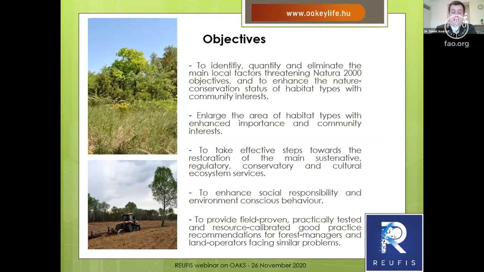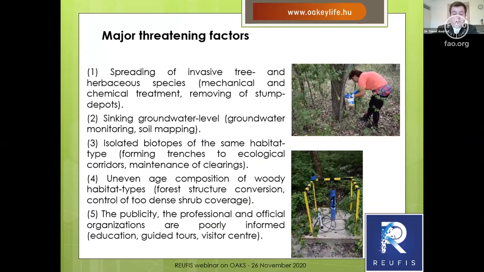The technical actions of the project aim at the survey or elimination of one individual threatening factor. The major threatening factors of the project are the invasive tree and herbaceous species. These invasive species are present in larger numbers than we thought. We apply chemical and mechanical treatment against the invasive tree species. The main enemies are Ailanthus altissima, Prunus serotina, Celtis occidentalis, and Acer negundo. The stump depots are also threatening factors because many invasive tree species and invasive herbaceous species live here also.